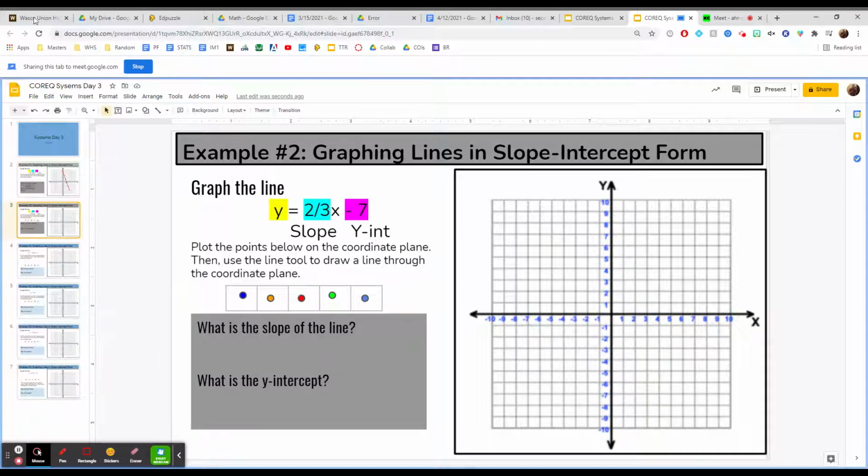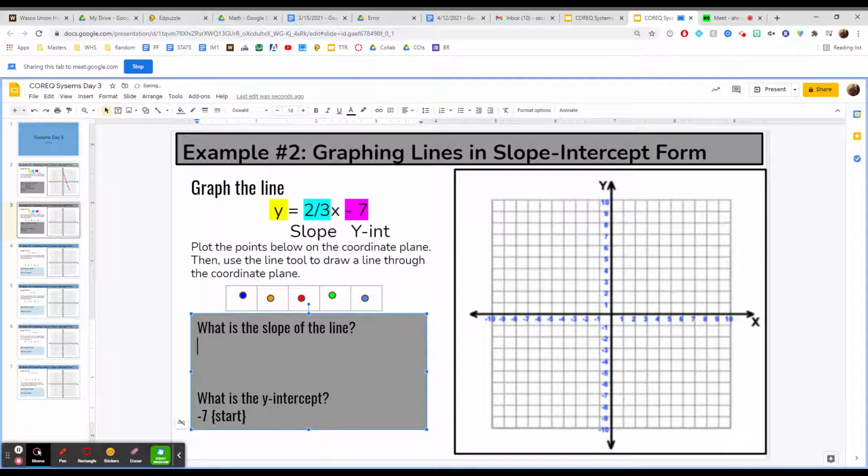So on example number 2, now I have y equals 2 over 3x minus 7. Okay, so again, I'm gonna plot these points onto the coordinate plane and then use my line tool to draw the line. But first we identify the y-intercept. The y-intercept is -7. Okay, so -7, and again, this is where we start the line. It goes through the y-axis.